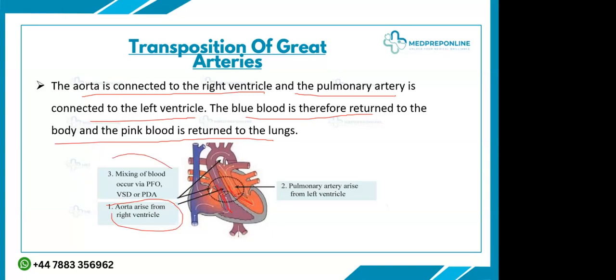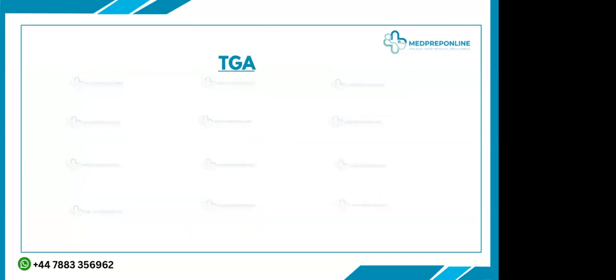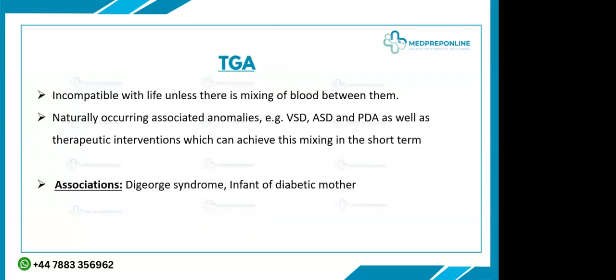And there must be some mixing. There must be some mixing lesion. That could be ASD, that could be VSD, it could be PDA or patent foramen ovale, because without that, it is incompatible with life. So we need to have it. If it does not have, then we need to maintain its patency by the prostaglandin infusion in the immediate newborn period to maintain the circulation.